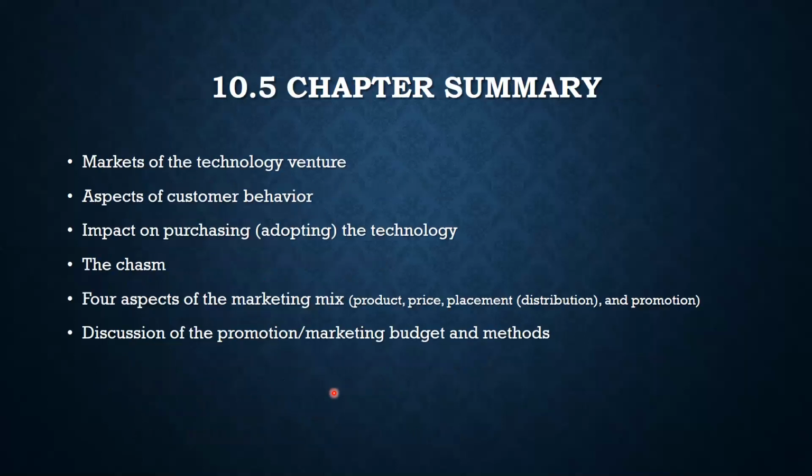In the end, we do have the chapter summary. Until now, we have looked into the markets of the technological ventures. We also have discussed the aspects of customer behavior. We have also looked into the impact of purchasing and adopting the technology. We do have the chasm, the gap, which was discussed, and then the 4 aspects of marketing mix, that are product, price, placement, or distribution, and then promotion. And at the end, the discussion of the promotion and marketing budget and methods.